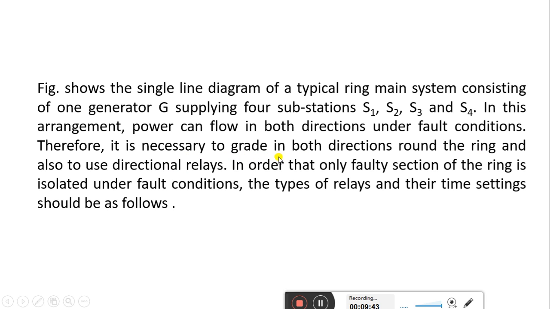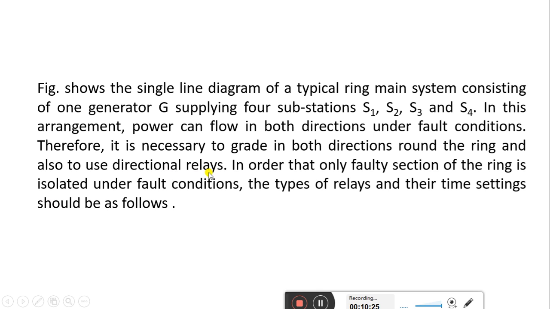Therefore, it is necessary to grade in both directions around the ring and also to use directional relays. So each section must be graded in such a way that only the faulty point will be disconnected, and this is ensured by providing directional relays and time settings in decreasing order, as I have already discussed in the previous slide.